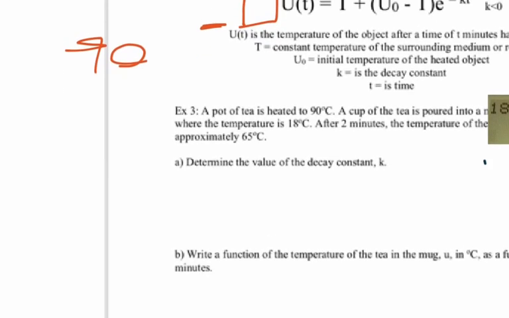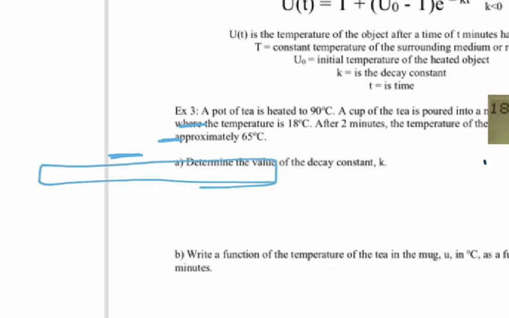So it says a pot of tea is being heated to 90 degrees. A cup of tea is poured into a mug and is taken outside where the temperature is 18 degrees Celsius. By the way, this is all Celsius. After 2 minutes, the temperature of the cup of tea is approximately 65 degrees Celsius. So the first thing it says is determine the value of the decay constant K.